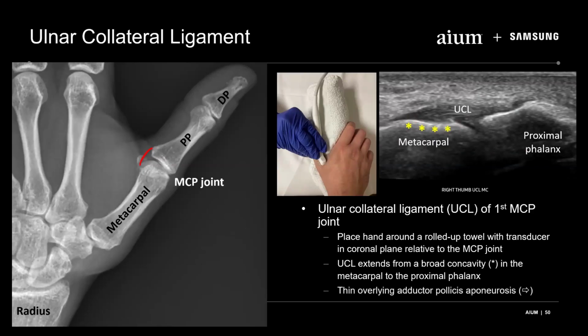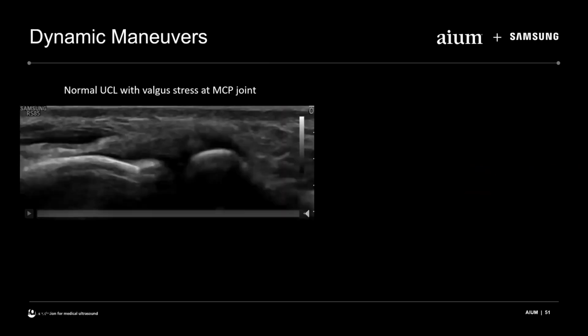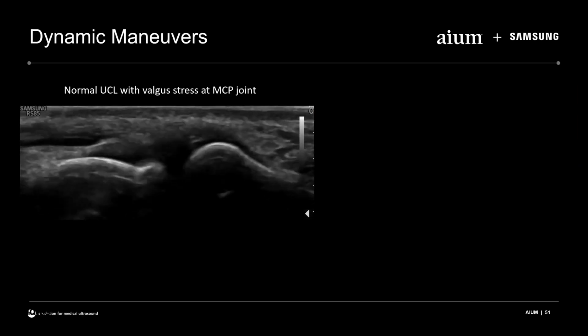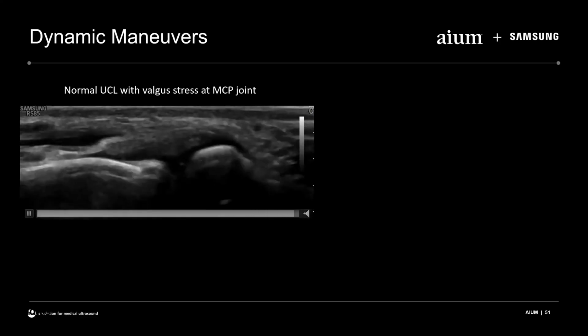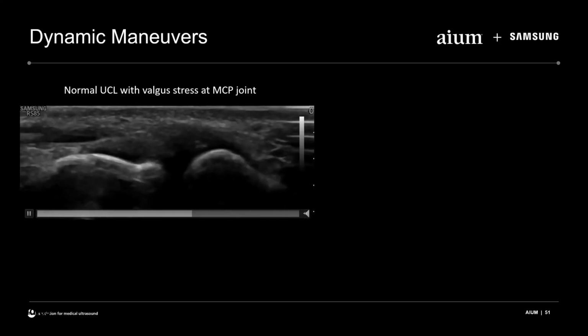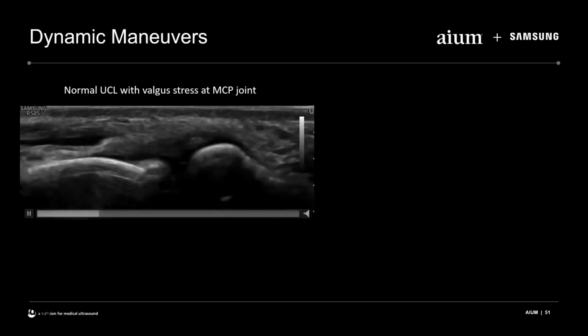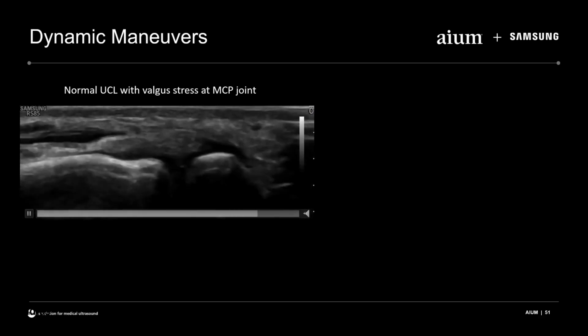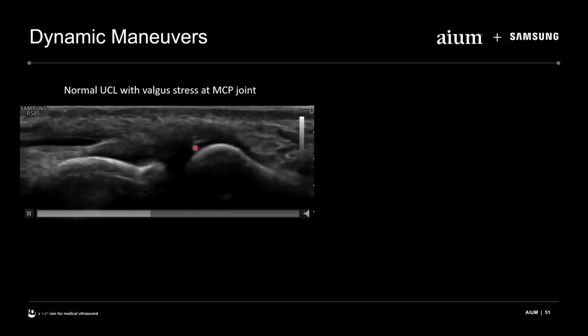There's also a very thin overlying adductor pollicis aponeurosis that can be hard to see when it's normal, but that will overlie the ulnar collateral ligament. And so when you're evaluating this ligament, it's essential to do some dynamic maneuvers. And one of them is to apply some valgus stress at the MCP joint gently. You don't want to force the thumb too much, just enough to slightly widen this joint. And you'll see there's the ulnar collateral ligament, and this kind of confirms that it's intact.